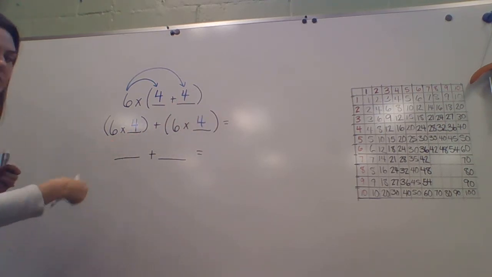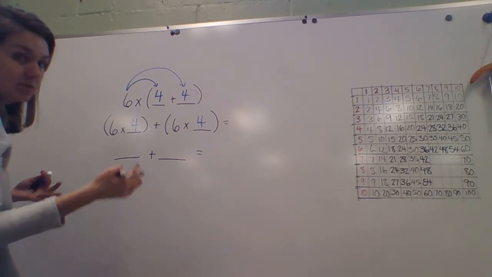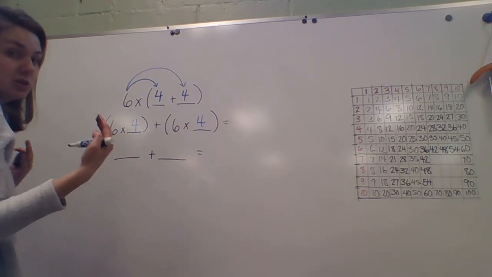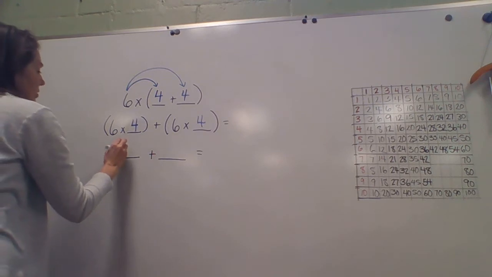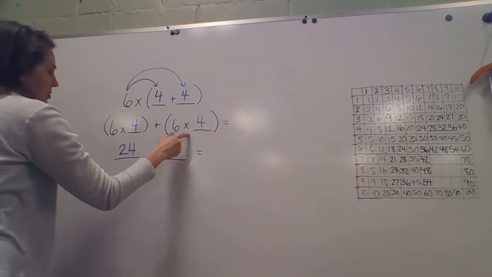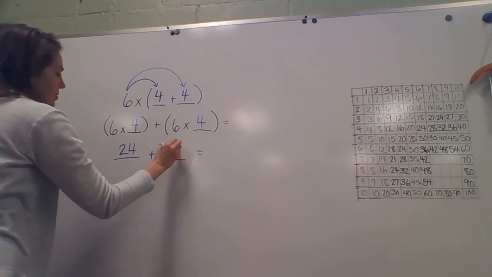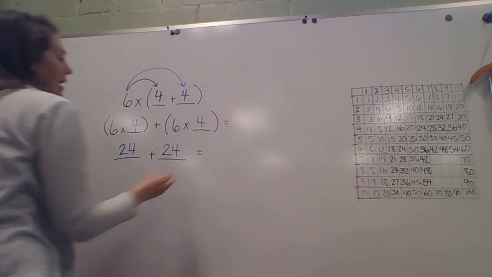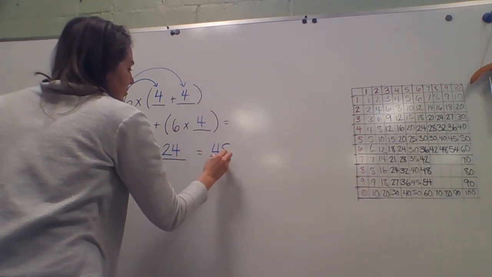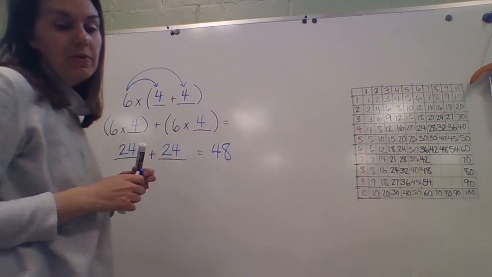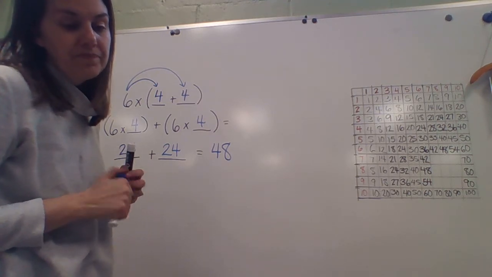6 times 4 I know is like 12 2 times, or doubles for 4s. 12 and 12 would make it 24. I'm going to just write in the same thing over here because it's still true. 6 times 4 is 24. Add them together and I get 48. So that's how we would fill in the blanks for number 2.